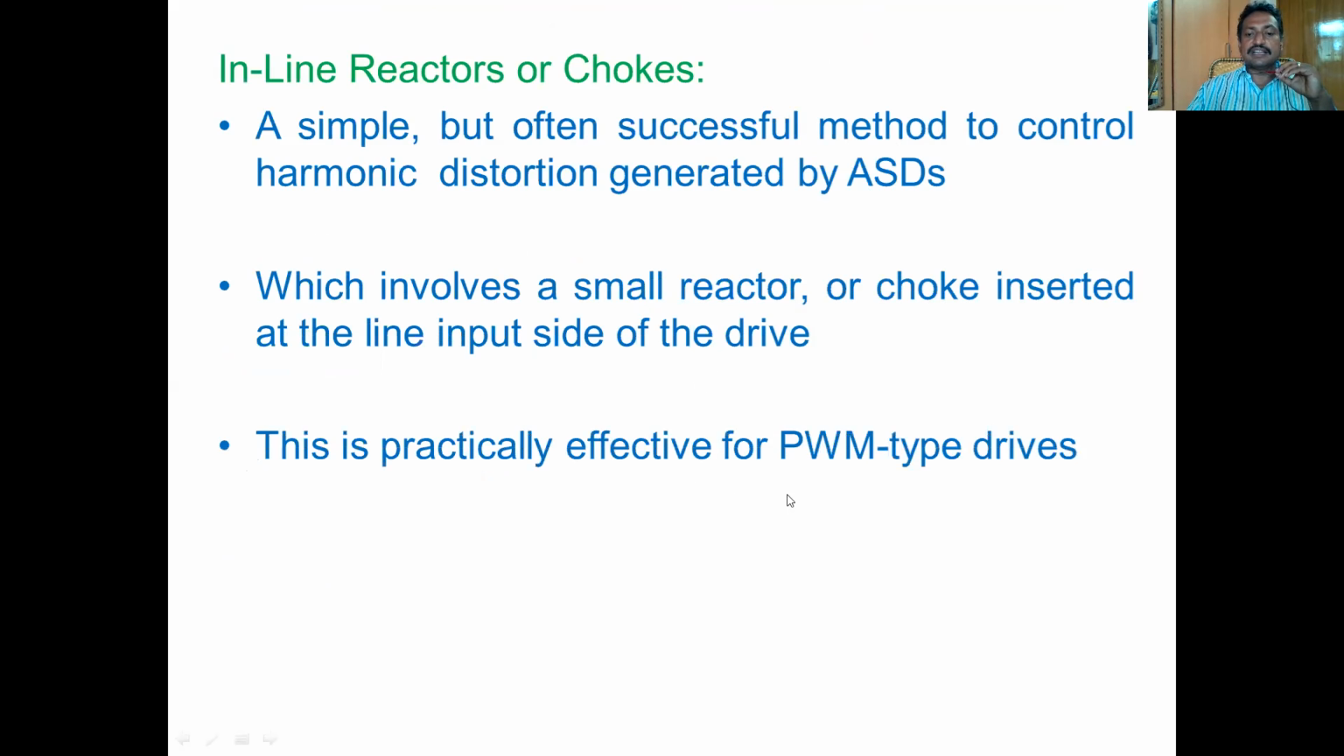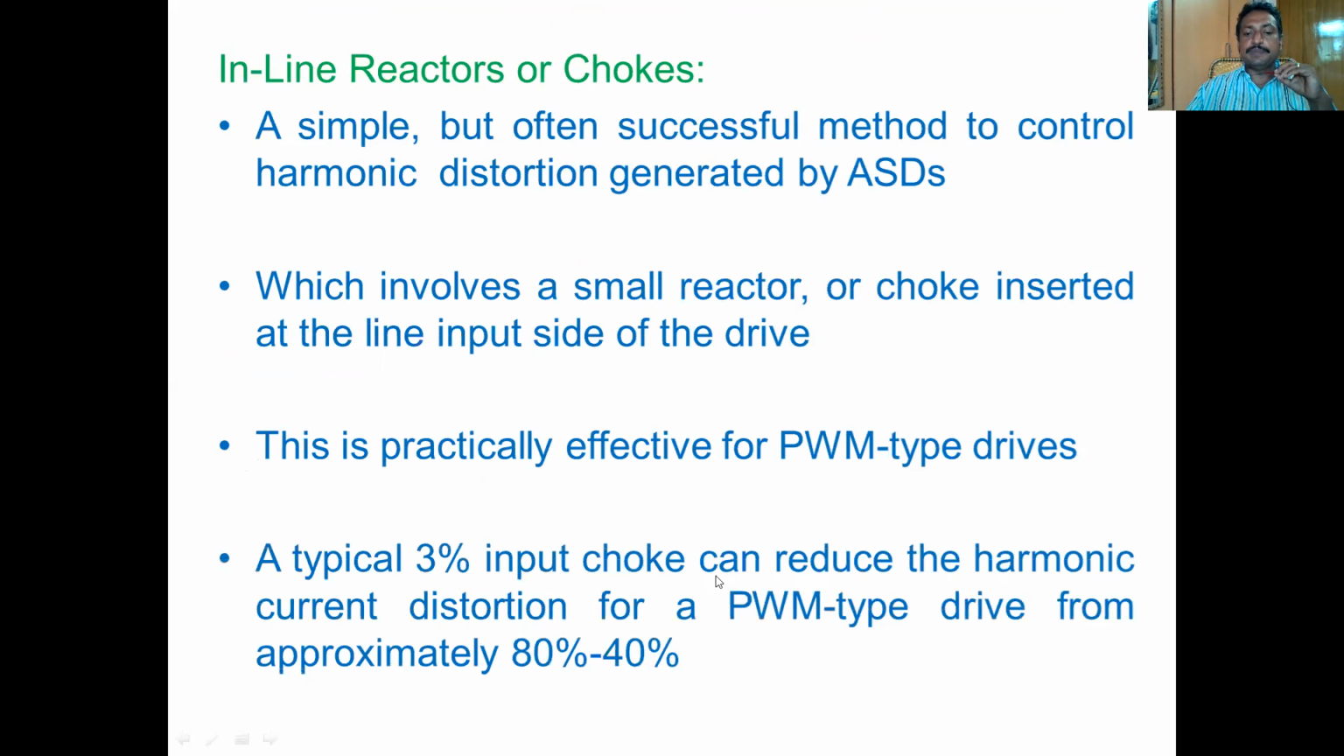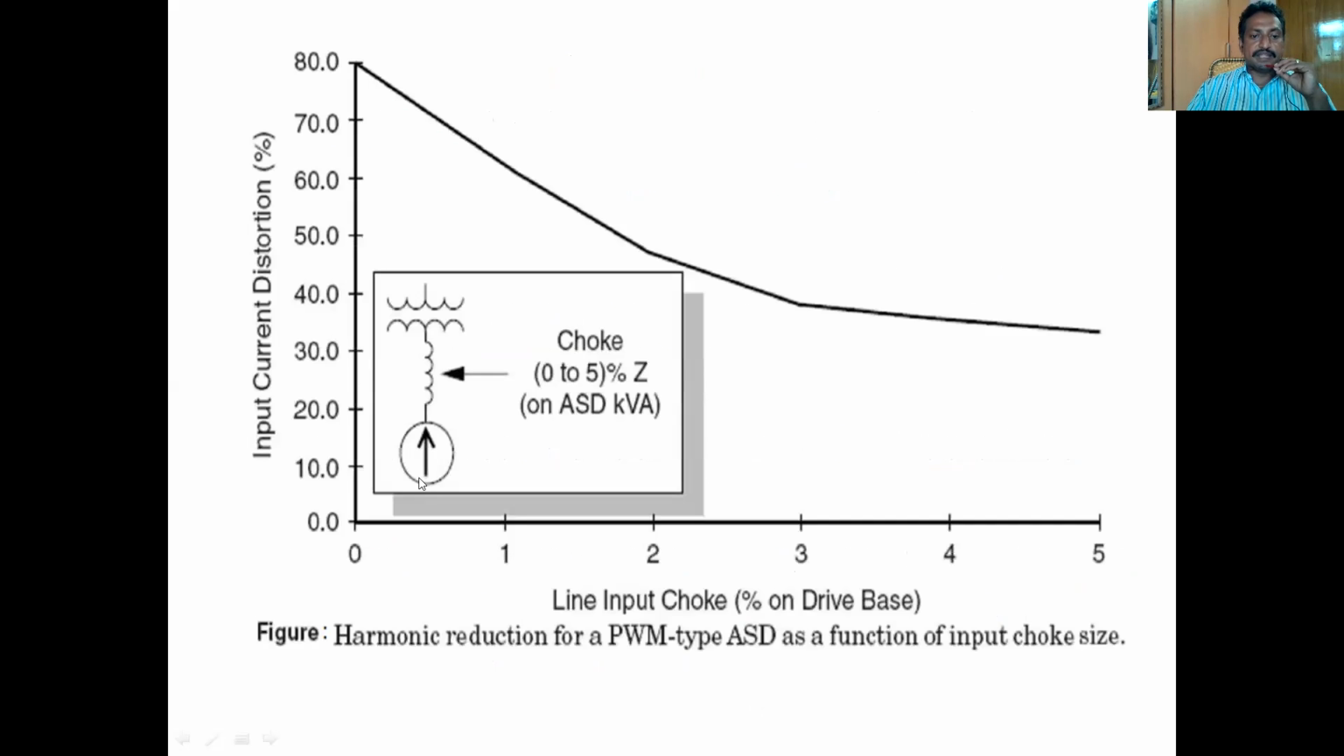So this is practically effective for PWM type drives. A typical 3% input choke can reduce the harmonic current distortion for a PWM type drive from approximately 80 to 40%. See here what this is. Here, just before, near to the source, this is the load side. So here you place a small choke, so you can reduce these harmonics definitely when you use adjustable speed drives.